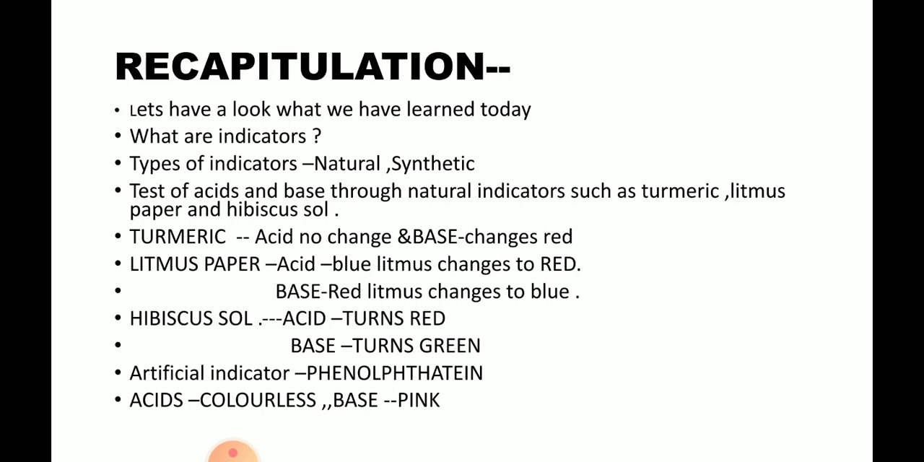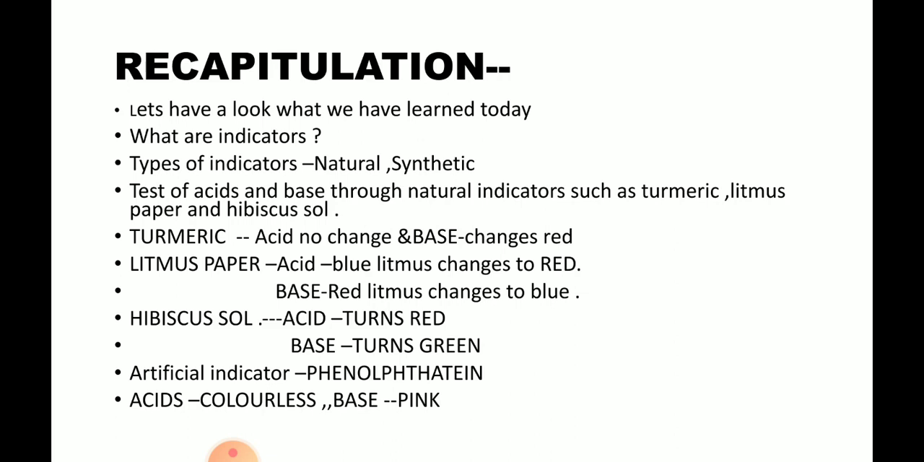Then we have learned about hibiscus solution. When the hibiscus petals are kept in water and boiled, you saw the method how they were making that solution. When it is boiled, we get a light pink color solution, and that is hibiscus solution. When it is mixed with acid, it turns pinkish red, and when it is mixed in base, it turns green. So these are the natural indicators.